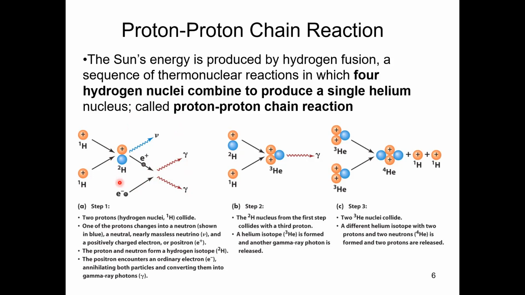Now, as a result of the first part, you have an H2 nucleus, a hydrogen with a proton and a neutron. Then it collides with another proton in the second stage, and produces two protons and one neutron. This is H3, let's call it the helium-3 nucleus. So it's basically three atomic masses, and it also gives out another gamma ray.